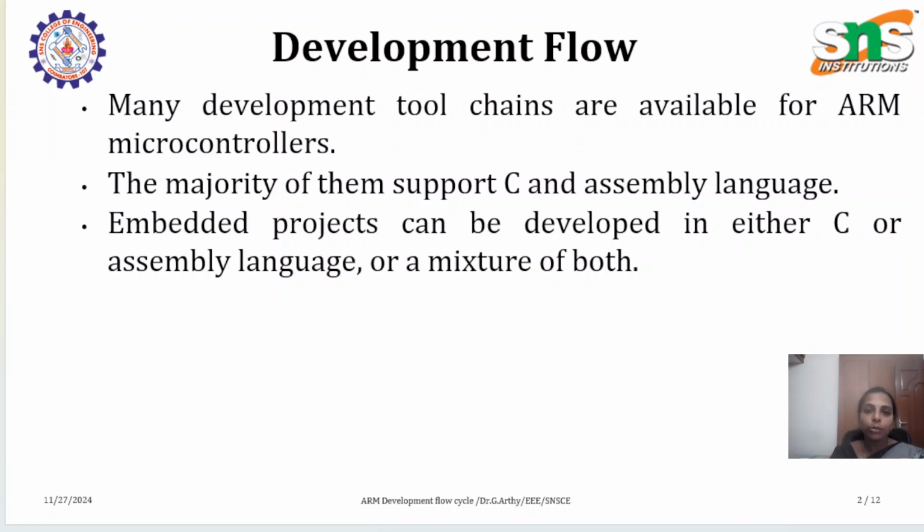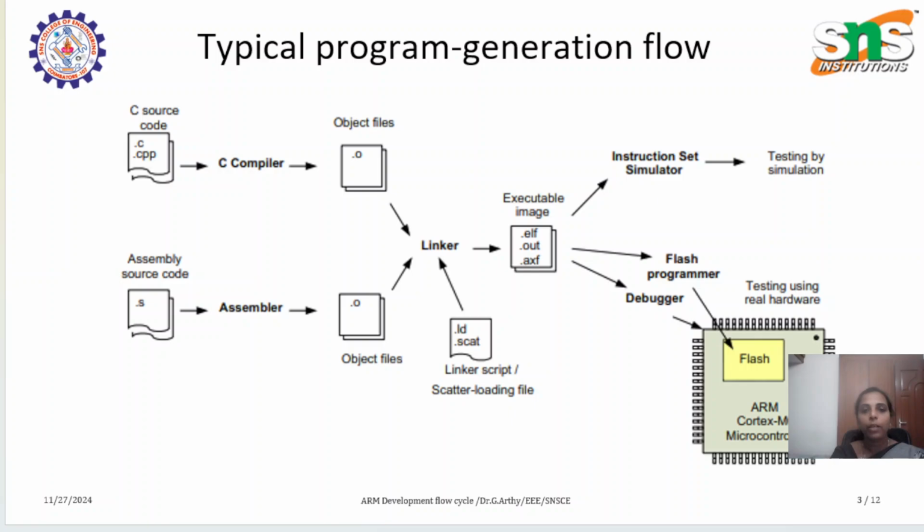So when we use C, how are the programs developed, and how are they downloaded to the board in the case of ARM? We are going to discuss it. And also, if we write an assembly language program, what happens? This is the typical program generation flow. Here we have the C source code, or we can have assembly language source code.